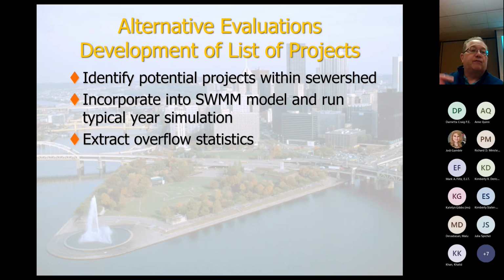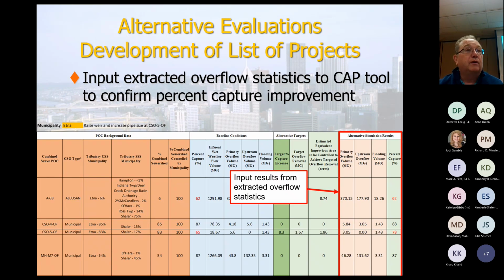So you'd run that in the SWIM model for the typical year simulation, because that percent capture is calculated over the full typical year. You would then extract your overflow statistics out of that model. You can then put those back into the CAP tool and it'll recalculate your percent capture for you. So that's how you tie it all together from your baseline information, my target reduction, target impervious area that I need to control, validate it with the model, bring it back into this tool to do the percent capture calculation for you.